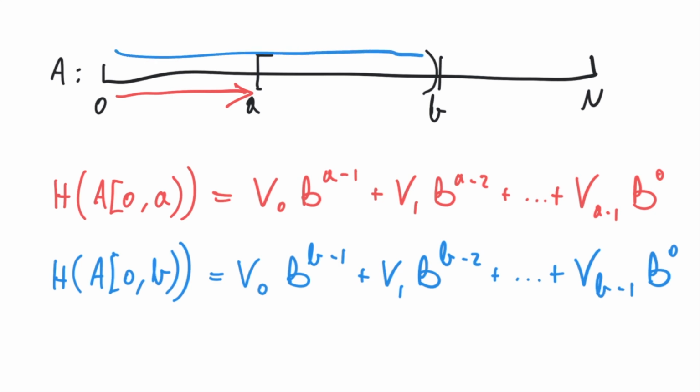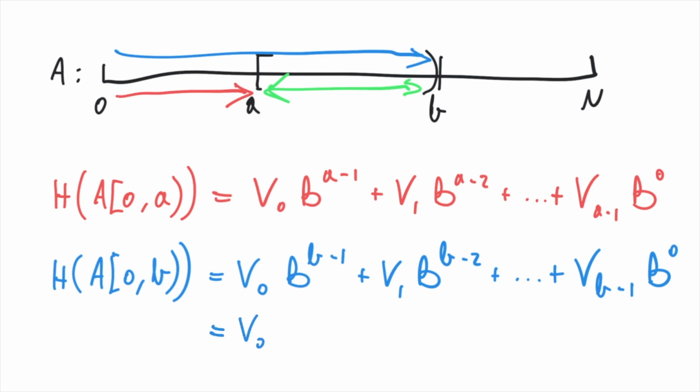In blue, I have the hash up to there. And if we can do blue minus red, we get this thing in green, which would be the hash from A to B, which is what we want to find. So let's look more closely at the hash from 0 to B.